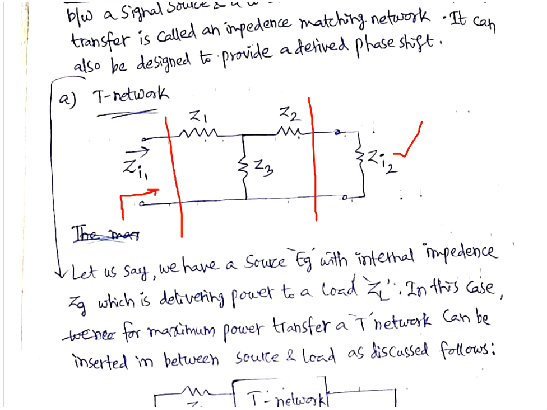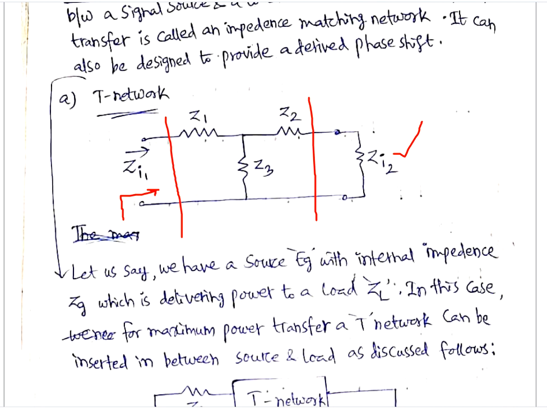So now let us say we have a source EG with internal impedance of ZG. Internal impedance is nothing but source impedance, which is delivering power to a load ZL. In this case, for maximum power transfer, a T network can be inserted in between source and load as follows. If you observe the T network here, there is no symmetry, that means Z1, Z2, Z3 are different. For symmetry, Z1 and Z2 should be equal, but we are not considering them equal. That means it is a generalized T network.